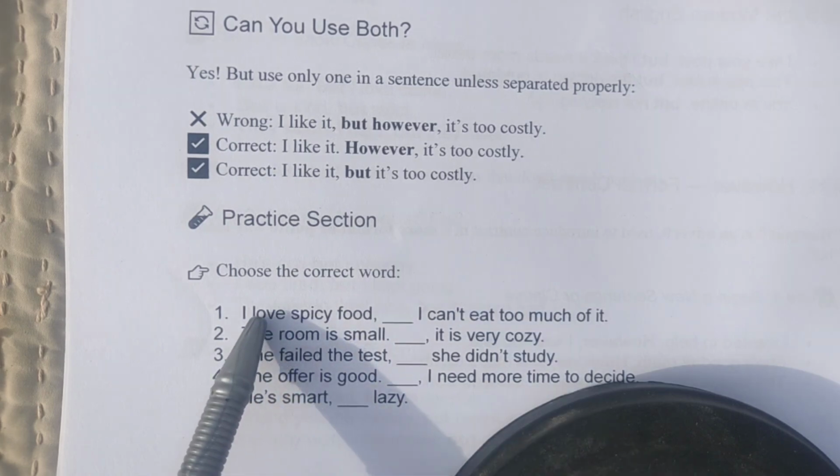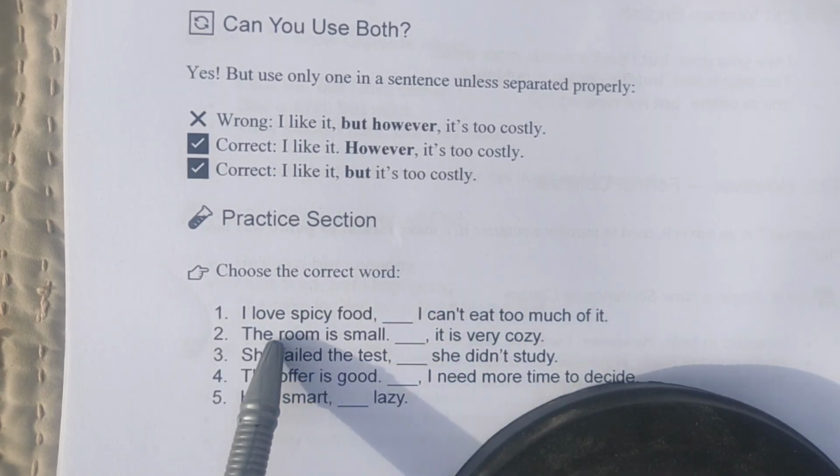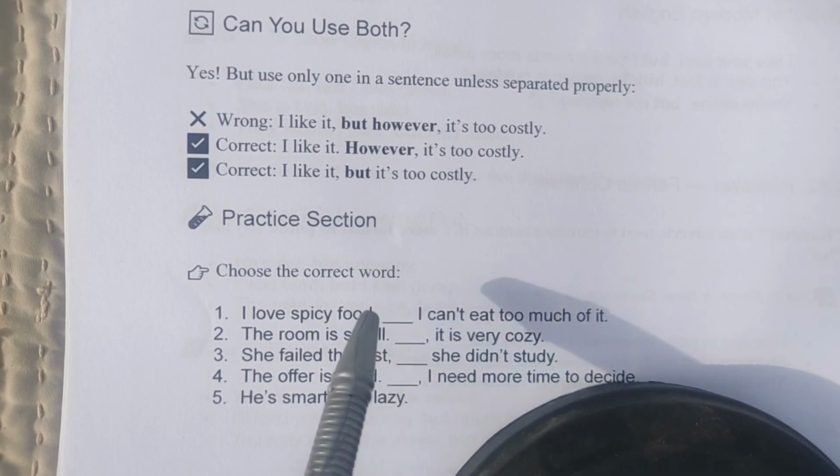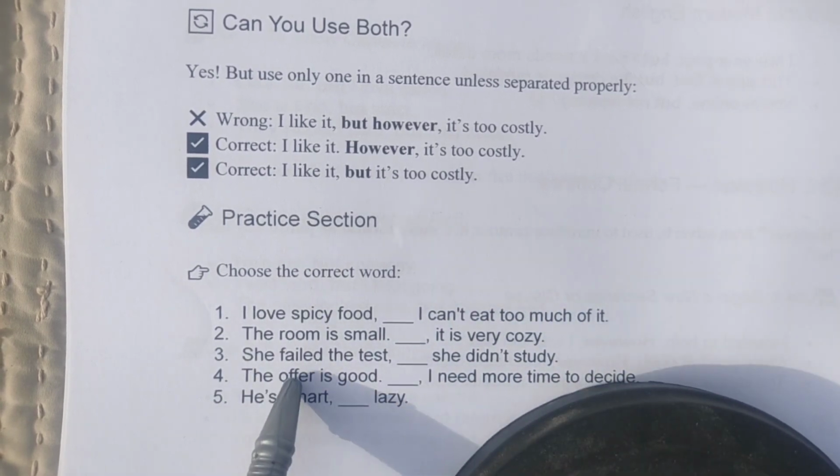Here we have choose a correct word. I love spicy food. Now you should think, I can't eat too much of it. Now but, however, or you can decide on your own after learning this whole chapter.